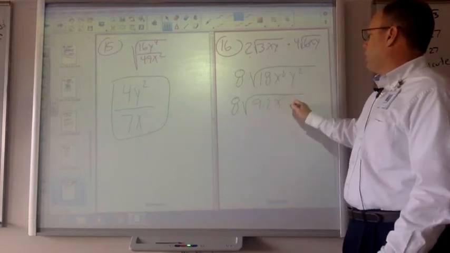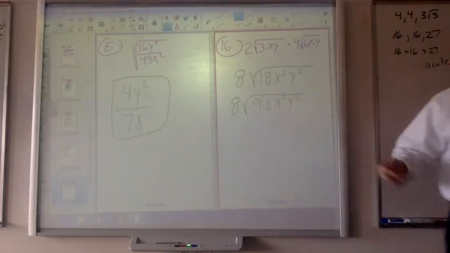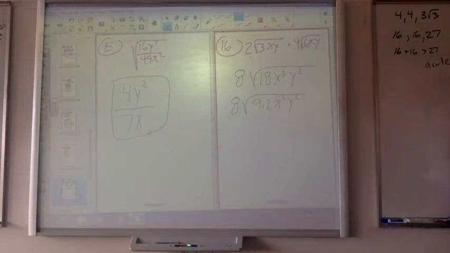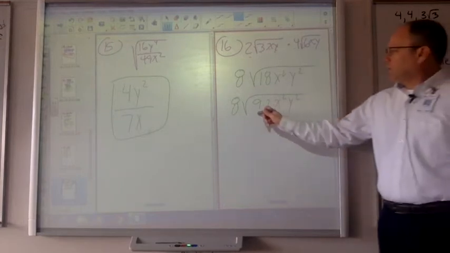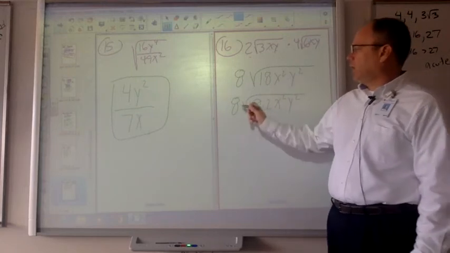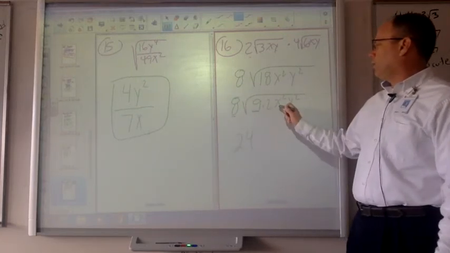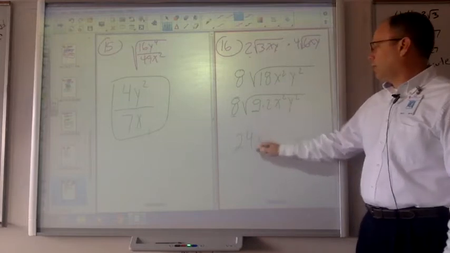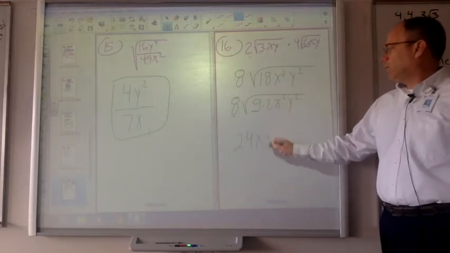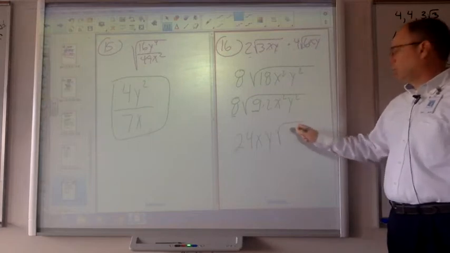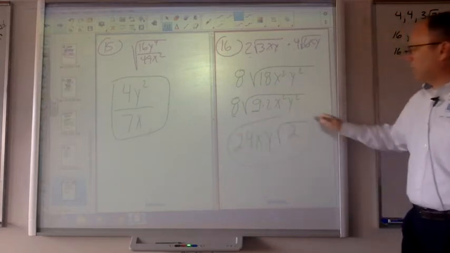I'll leave x squared and y squared as is because they're both perfect squares right now because they are even exponents. What's the square root of 9? 3. So that gets multiplied out here, so I get 24 outside. What's the square root of x squared? Square root of y squared. What's left inside? 2. Good. Problem's done.